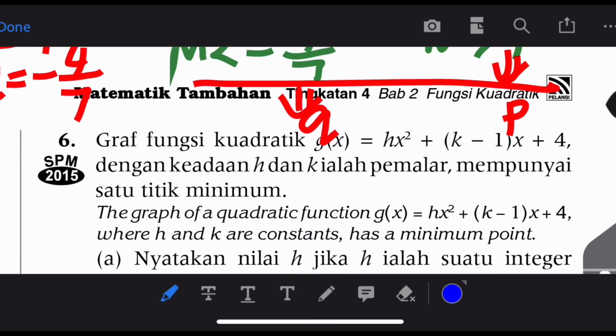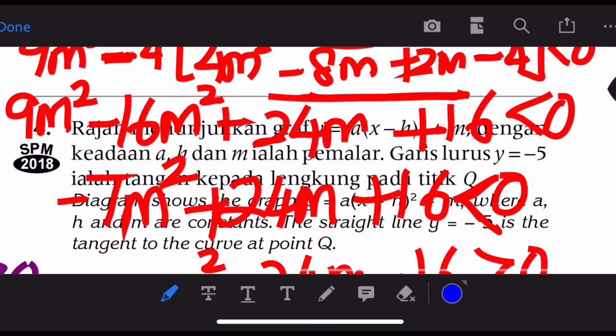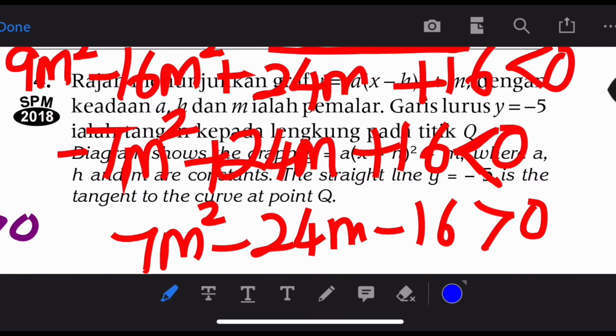Alright? Okay, so let's proceed to question number 4. For paper 1, we have one more question before we discuss paper 2, right? Okay, so let's see. Now question number 4 is also a paper 1 question.